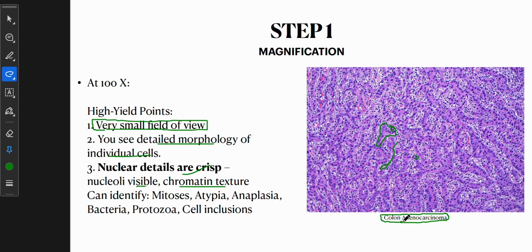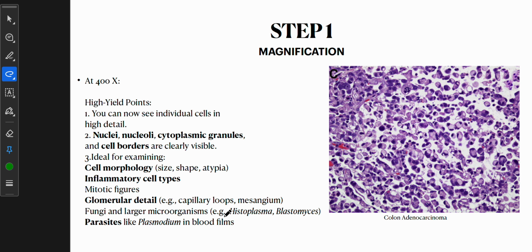And then we will talk about the objective and an example case study, how we will tackle the case, right? Also we can identify mitosis. There are a lot of mitotic figures right here, which signifies that this is an active case of malignancy. All of these are mitotic figures, along with these cells which have hyperchromatic nuclei, and that can also present atypia and anaplasia, bacteria, protozoa, cell inclusions. And this 400x is very significant here.